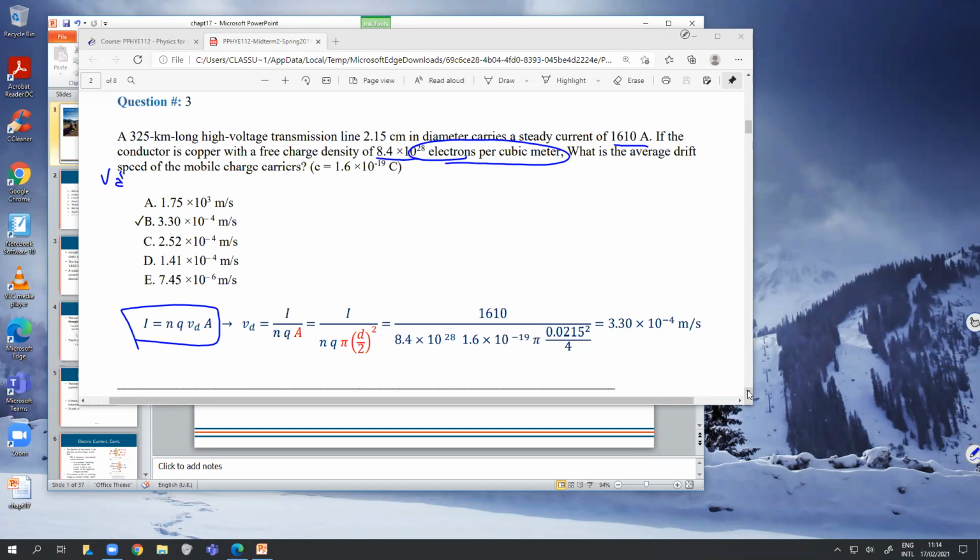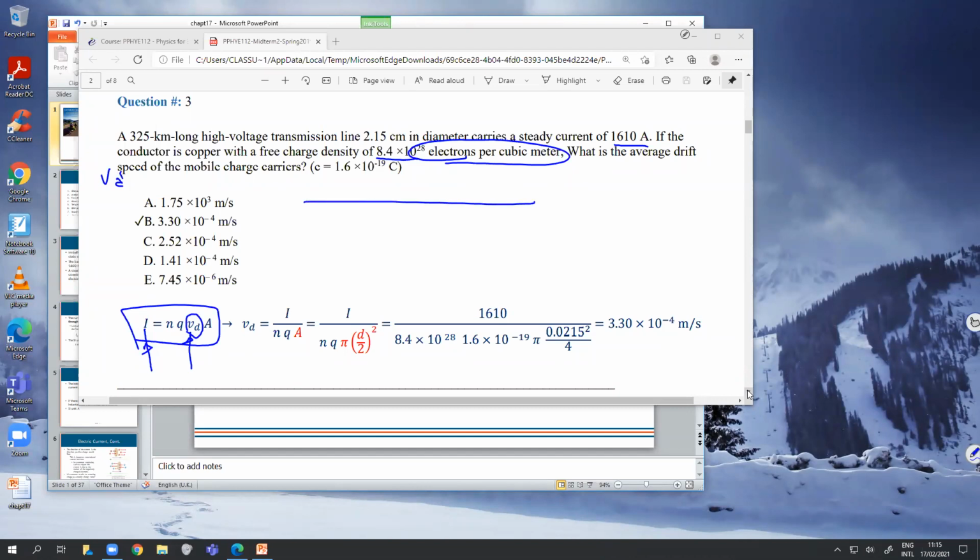That's not what we are going to test. We are going to test how much physics you learned. So the physics here is the connection between the current and the drift speed. This is the equation. Now, we have been given everything we need except the drift speed, so we can substitute for everything else and find the drift speed.